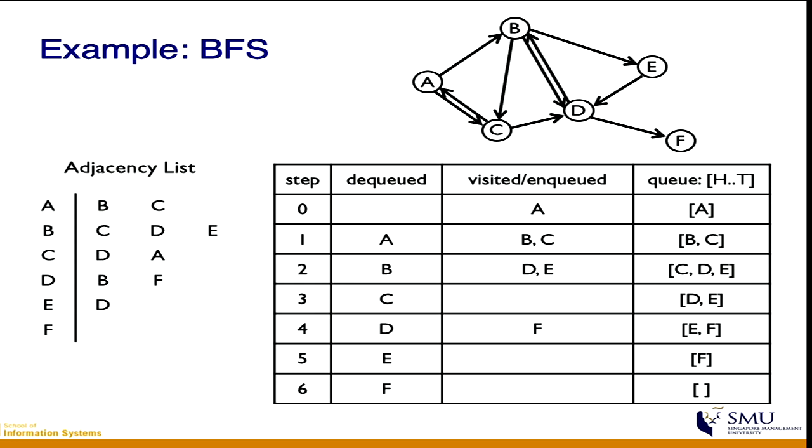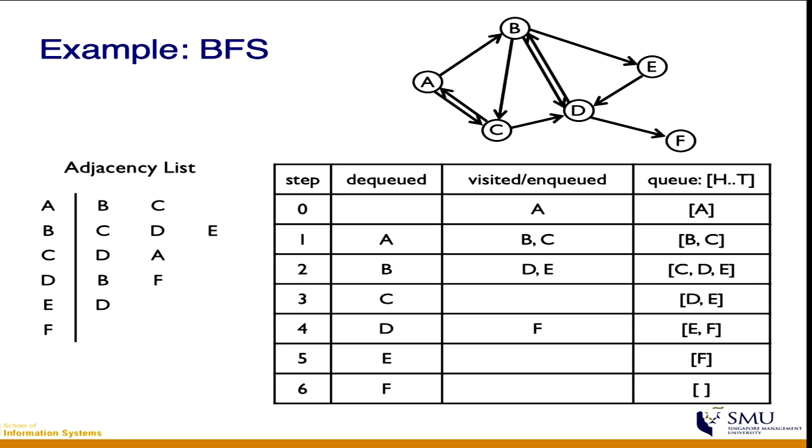So you dequeue it, you get B. Then B has three neighbors, C, D, E, but C was already visited. D and E not yet, so we visit D and E, we enqueue them. So we get C, D, and E. Next dequeue, we get C. C has no unvisited neighbors, so we move on. We dequeue D. D has one unvisited neighbor F, so we visit F, we enqueue F, we get E and F. Dequeue E, E no new neighbors, F no new neighbors, and the queue is empty. And at this point of time, we are done.